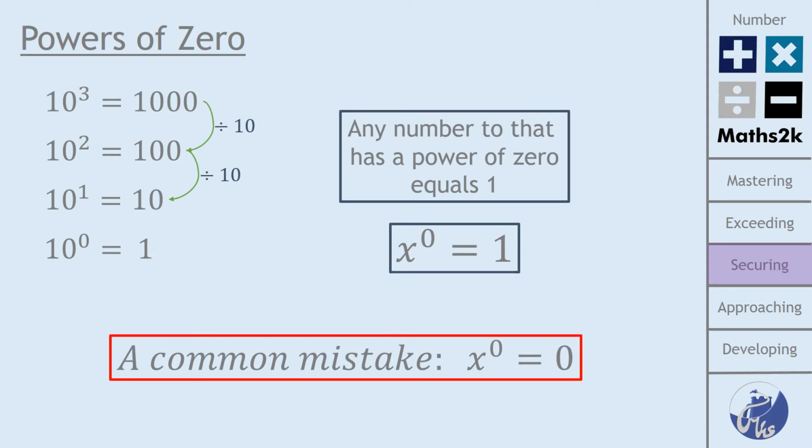And a common mistake or misconception that is made is that powers of 0 will equal 0. So that's one of the things which you do need to be aware of, that that's not true, and that every power of 0 will always give you 1.